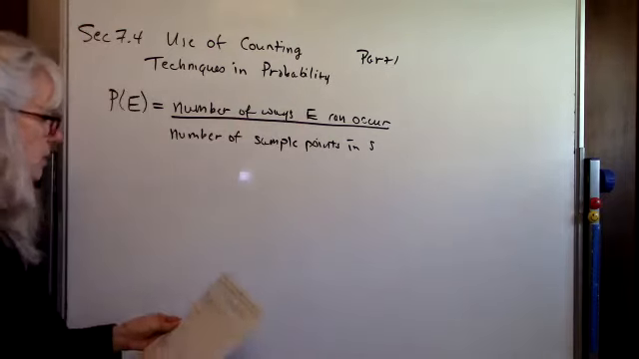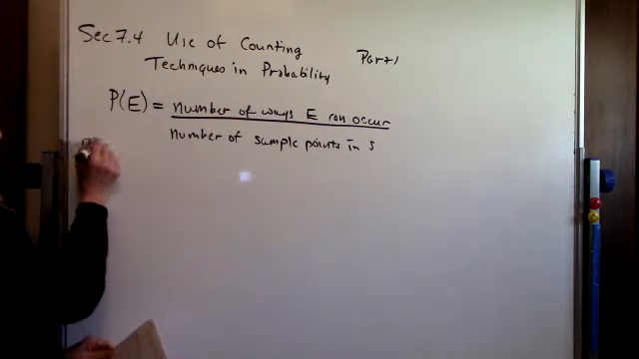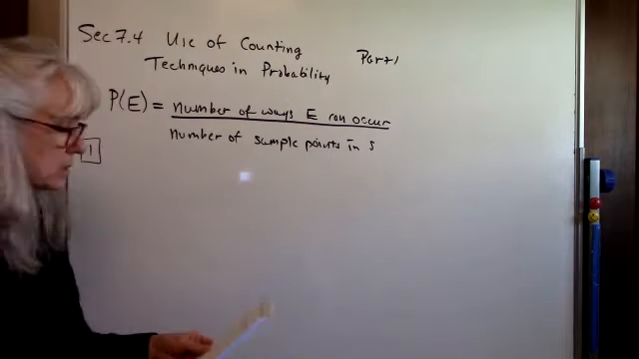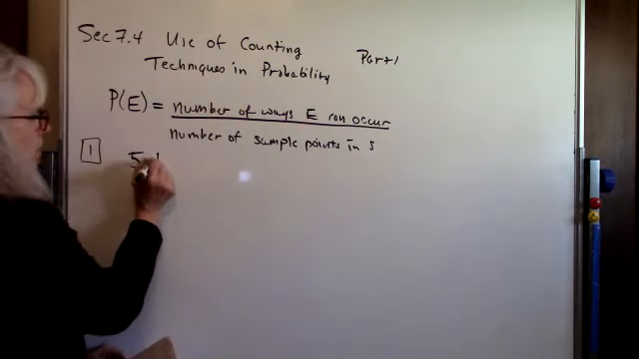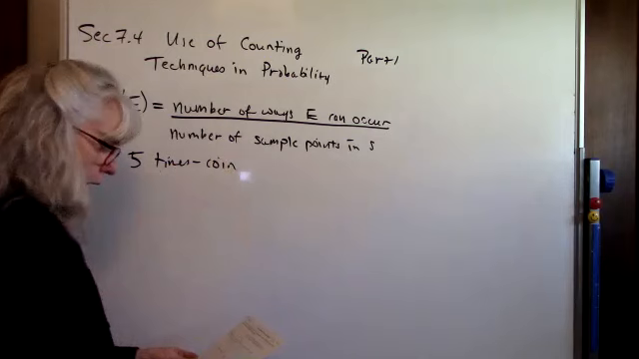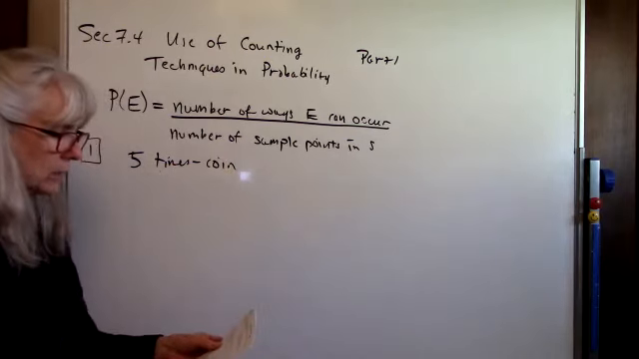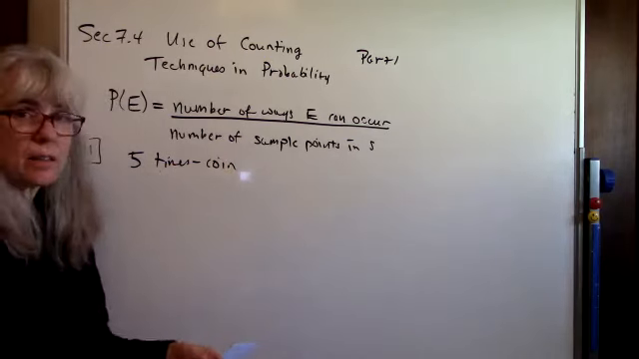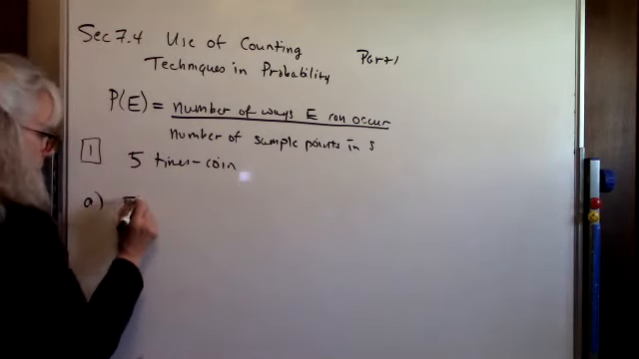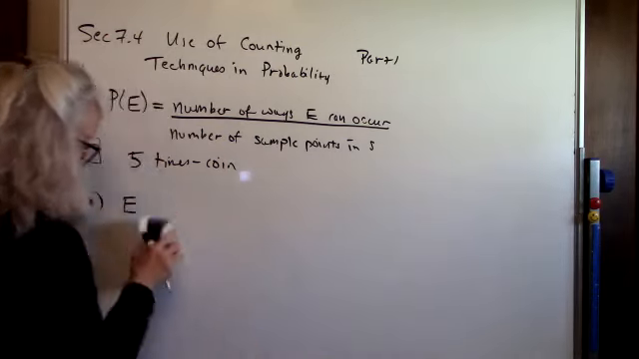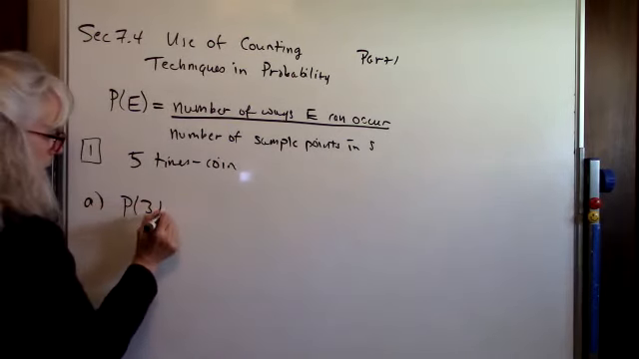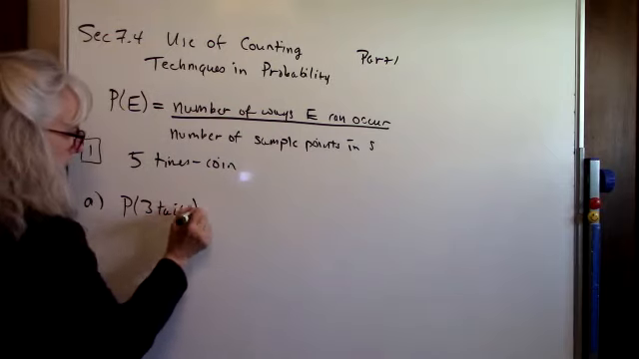So we're going to start off with example 1. It says an unbiased coin is tossed 5 times. So we're going to toss a coin 5 times. What's the probability that the coin will land tails exactly 3 times? So part A is asking me for the probability of 3 tails. The probability that it lands tails 3 times.